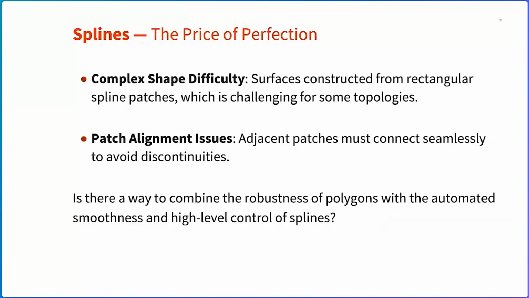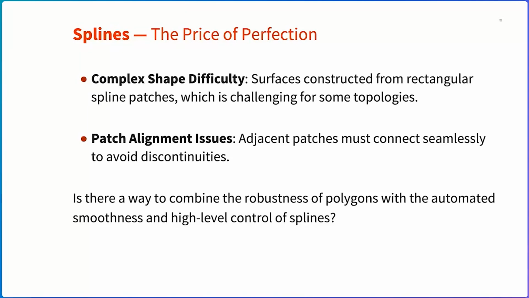When modeling surfaces using something like NURBS, you need to break the surface down into rectangular patches of control points. This can make modeling objects with certain topologies particularly challenging. On top of that, it can be tricky to ensure neighboring patches line up with one another, and they cause discontinuities if they don't. These problems explain why splines are less common in 3D modeling.